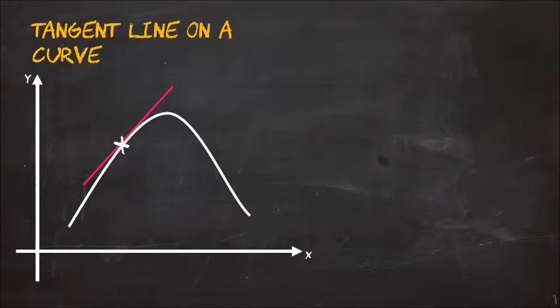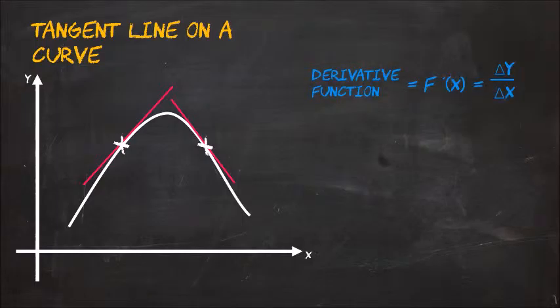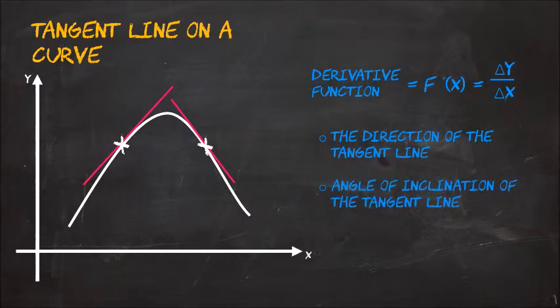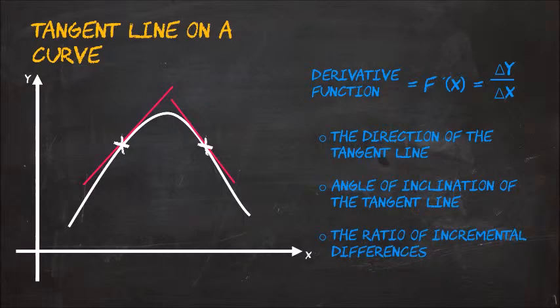It is seen that for a curve, the direction of the tangent line changes from point to point, implying that the slope of a tangent line is a function of position on the curve. This function is called the derivative function, f'(x), which is related at each point to the direction of the tangent line, the angle of inclination of the tangent line, and the ratio of incremental differences.